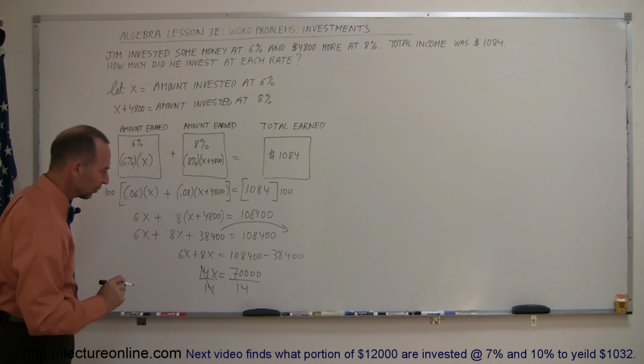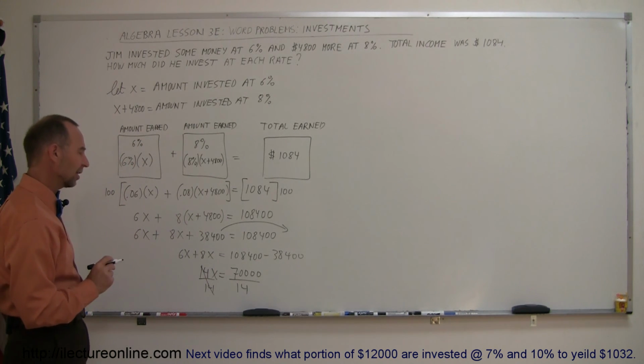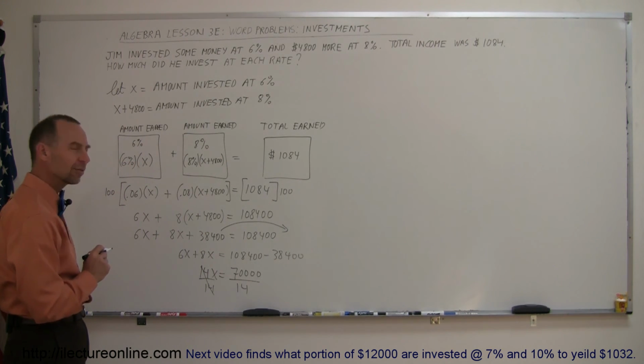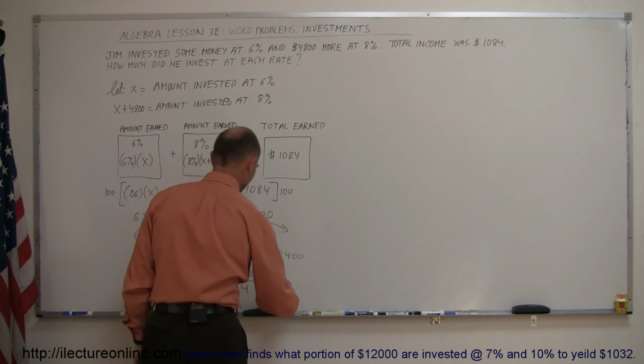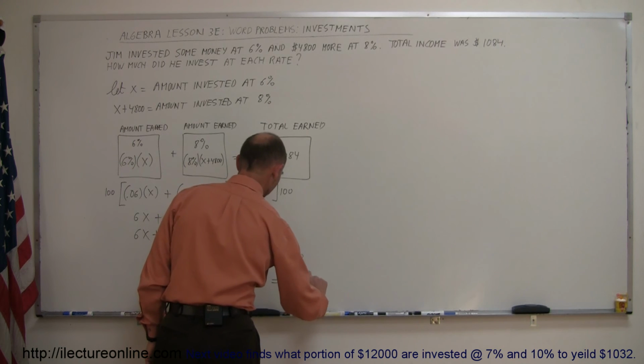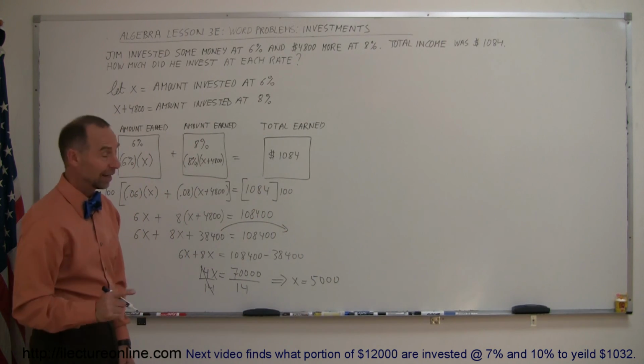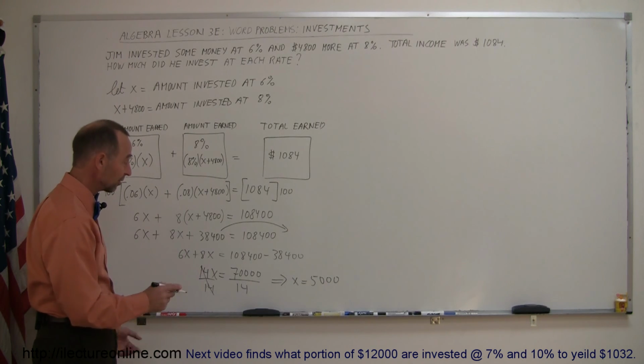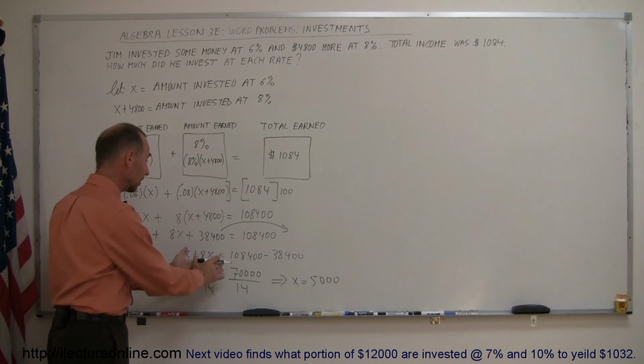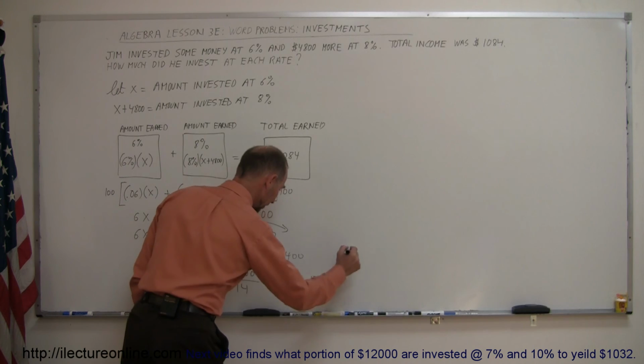And finally, I divide both sides by the numerical coefficient of x. And 14 goes into 70,000 it looks like 5,000 times. 5,000 times 14 is 70,000. That's right. So that means that x equals 5,000, because 5,000 times 10 is 50,000, and 5,000 times 4 is 20,000, and 50,000 plus 20,000 is 70,000. So that looks like it's correct.